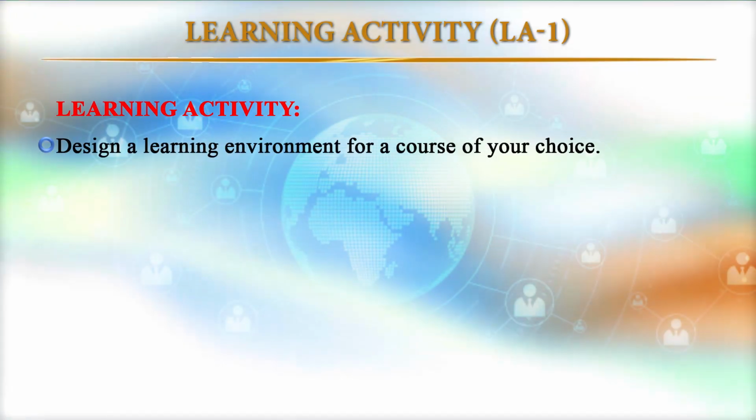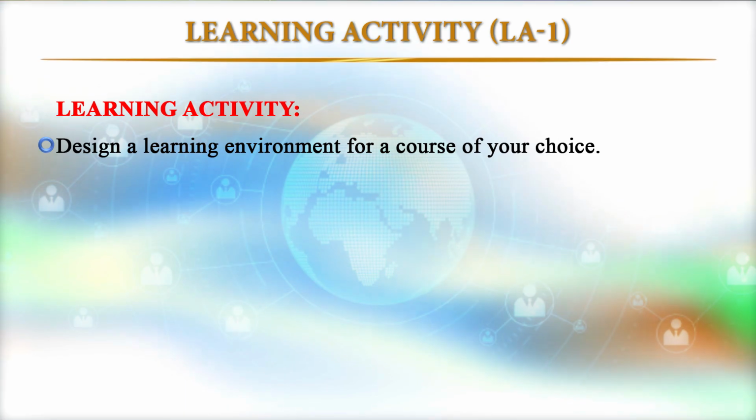In this video, we will see the requirement of learning activity 1. Learning activity 1 is to design a learning environment for a course of your choice. The learners are asked to select any course from their own discipline. If they are in the discipline of education, they can select any one course from education, or if they belong to social science, they can select any course on a social science subject. So, designing a learning environment for a course of their choice.